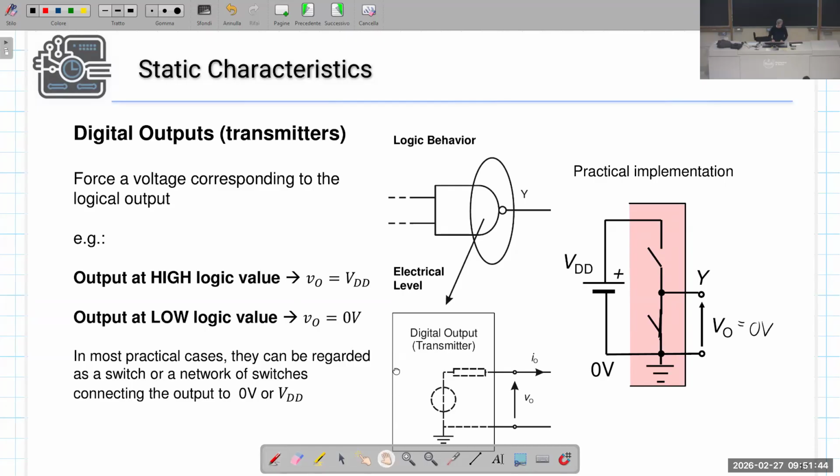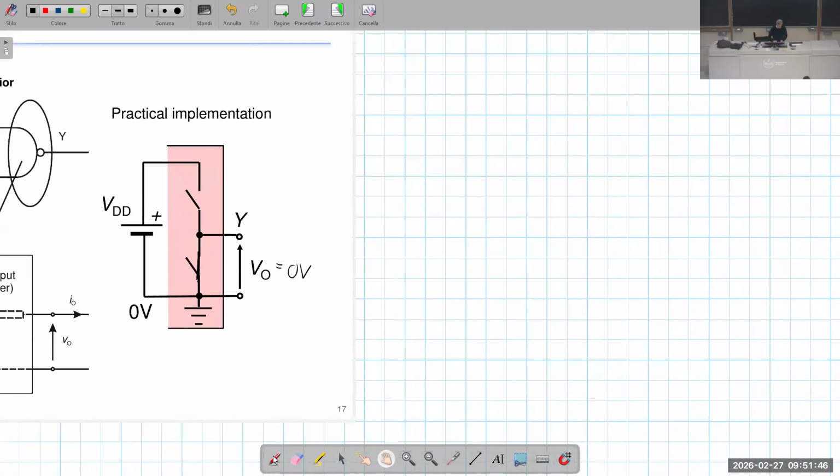By the way, since this is very important in this course, let me recap the behavior of the switch. Is it clear to everybody what the electrical behavior of a switch is? A switch is a two-terminal device which has two possible states. This is the switch.